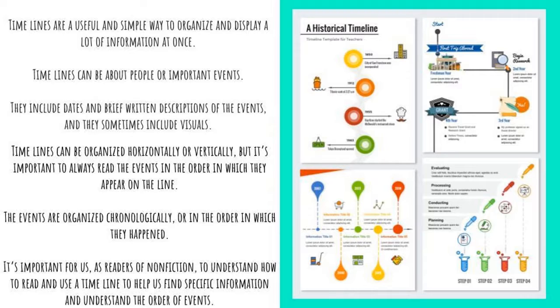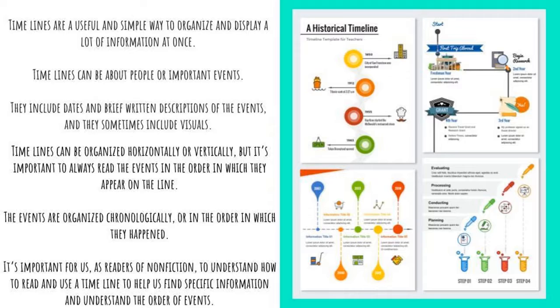or the specific event. Timelines can be organized horizontally or vertically, but it's important to always read the events in the order in which they appear on the line. The events are organized chronologically, or in the order in which they happen. So, those are our big words of the lesson. It is important for us as readers of nonfiction to understand how to read and use a timeline to help us find specific information and understand the order of events.